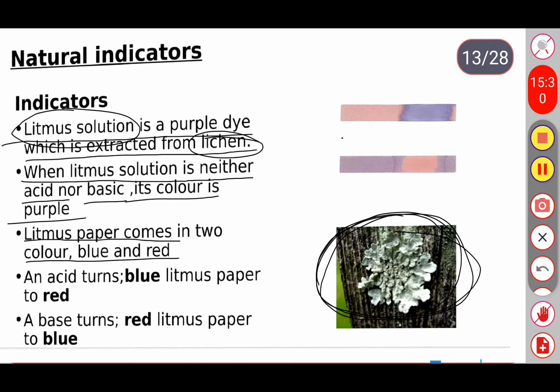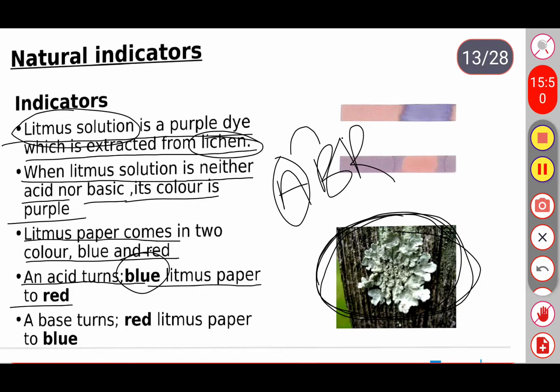The first one is blue in color and the second one is red. An acid turns blue litmus paper to red. We already studied this in the properties of acids, no? So an acid turns blue litmus paper to red, and a base turns red litmus paper to blue.